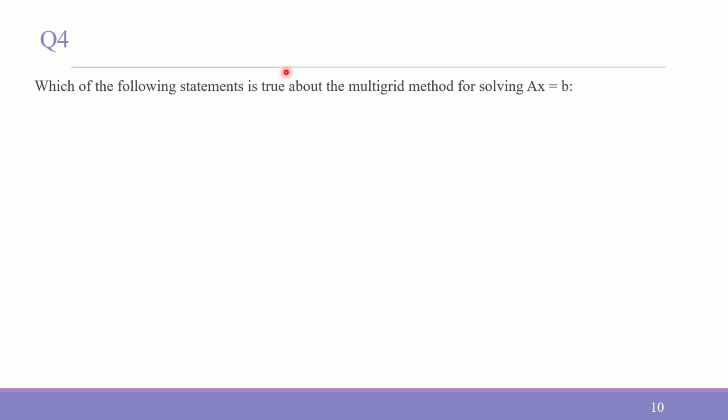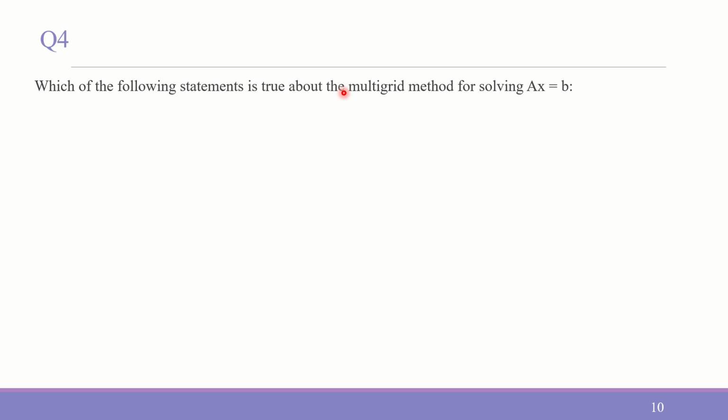Question 4. Which of the following statements is true about the multigrid method for solving Ax = b? I repeat the question. Which of the following statements is true about the multigrid method for solving Ax = b? So multigrid method is one more advanced technique wherein we use a series of grids to get the solution, and below are a few statements and we need to identify which of them are true.